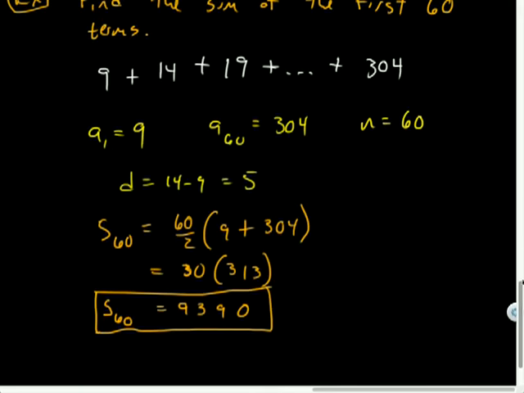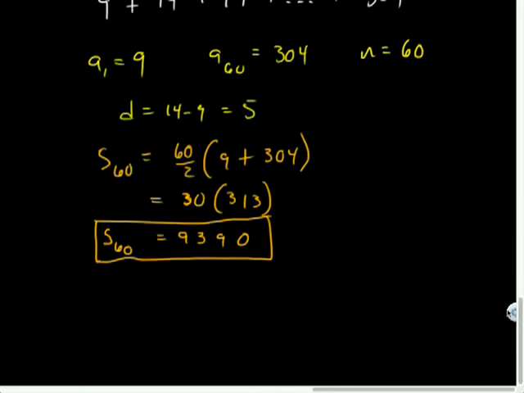Wouldn't you just box in the 9390? Is that the answer? Well, I wanted to find S sub 60. I should label my answer.